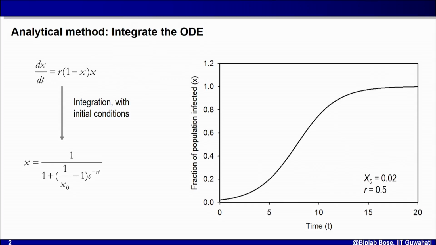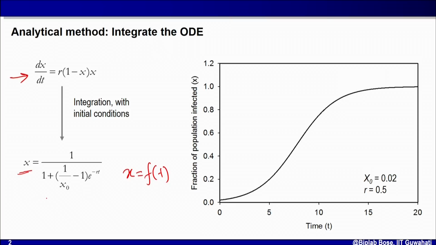For example, if you remember the question of spread of infectious disease, when we were trying to model that one, we wrote an ODE representing the rate of change in the fraction of population that is infected: dx/dt = r(1 - x)x. This is the ordinary differential equation. We integrated this ODE with initial conditions given to us and we got a function for x. So this x is a function of time. By integration we got this one.